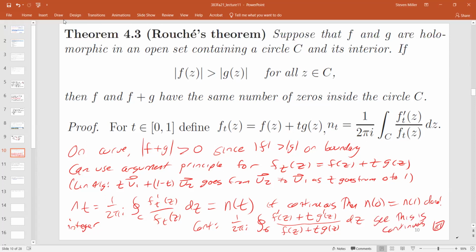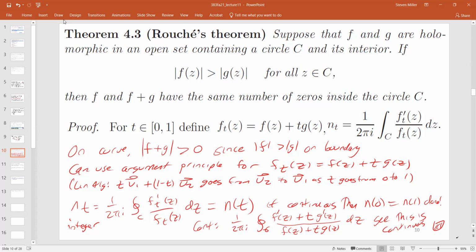Yes? Why did you write that to give us Rouche's theorem? Oh, because n of 0 is the number of zeros of just f. Well, isn't it the number of zeros minus the number of poles? Right, but I'm telling you, f and g are holomorphic, so they have no poles. So I'm being very careful in terms of what I'm looking at. So we now have Rouche's theorem.